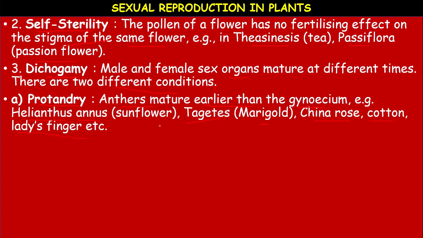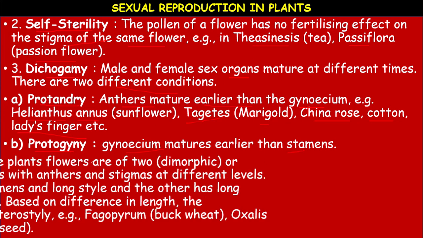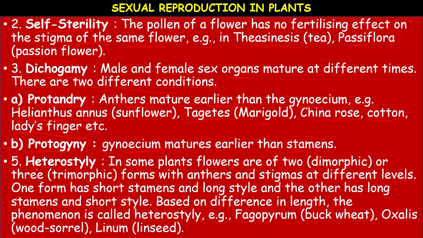So, these are all the plants which show protandry, where the male reproductive organ, that is anther, matures earlier than the gynoecium, so that self fertilization is prevented. Next, protogyny, where the gynoecium matures earlier than anther or stamens. Another contrivance for cross pollination is heterostyly.